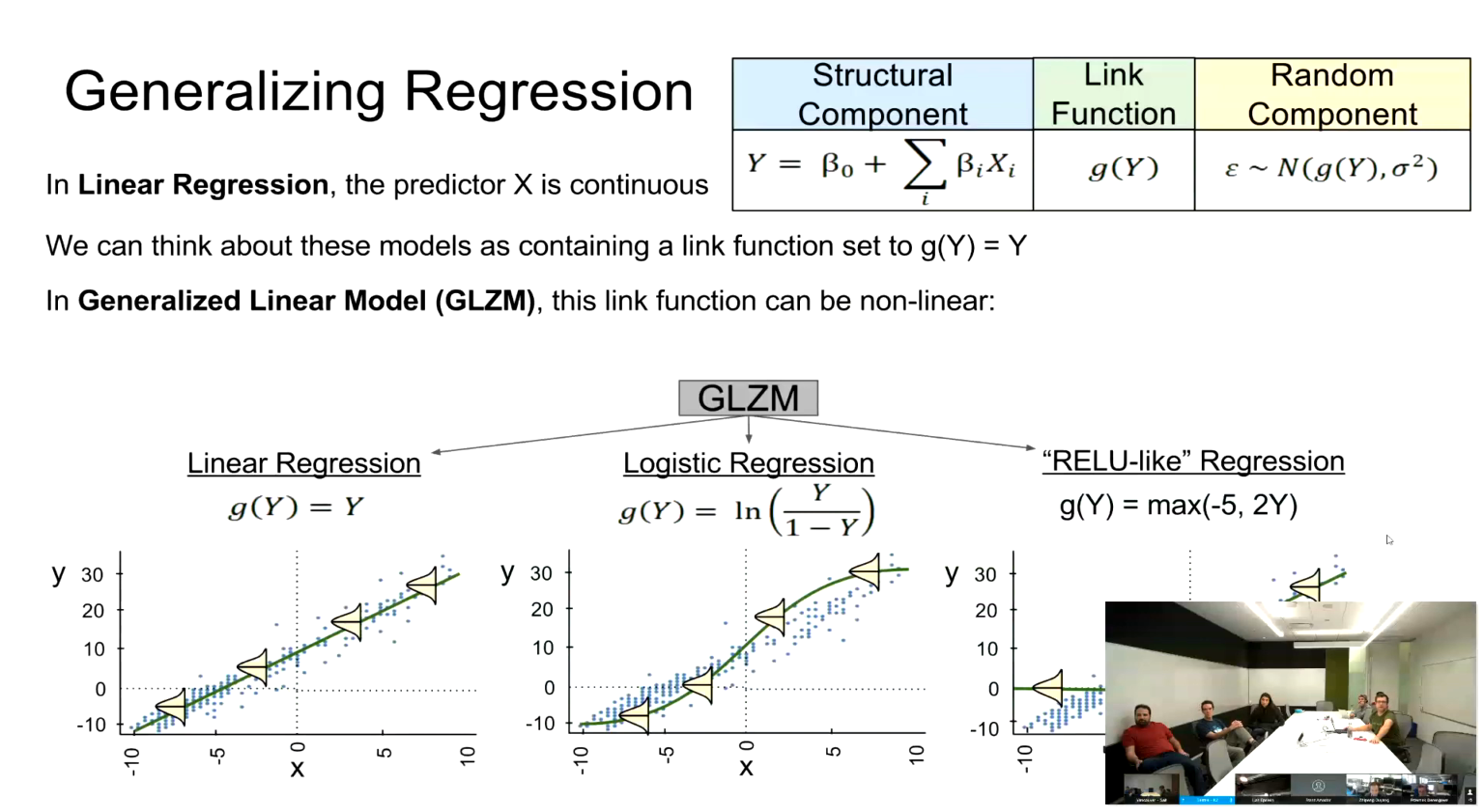Okay, so before, with linear regression, there were two components. Now we're introducing a link function, which can be nonlinear. All right.